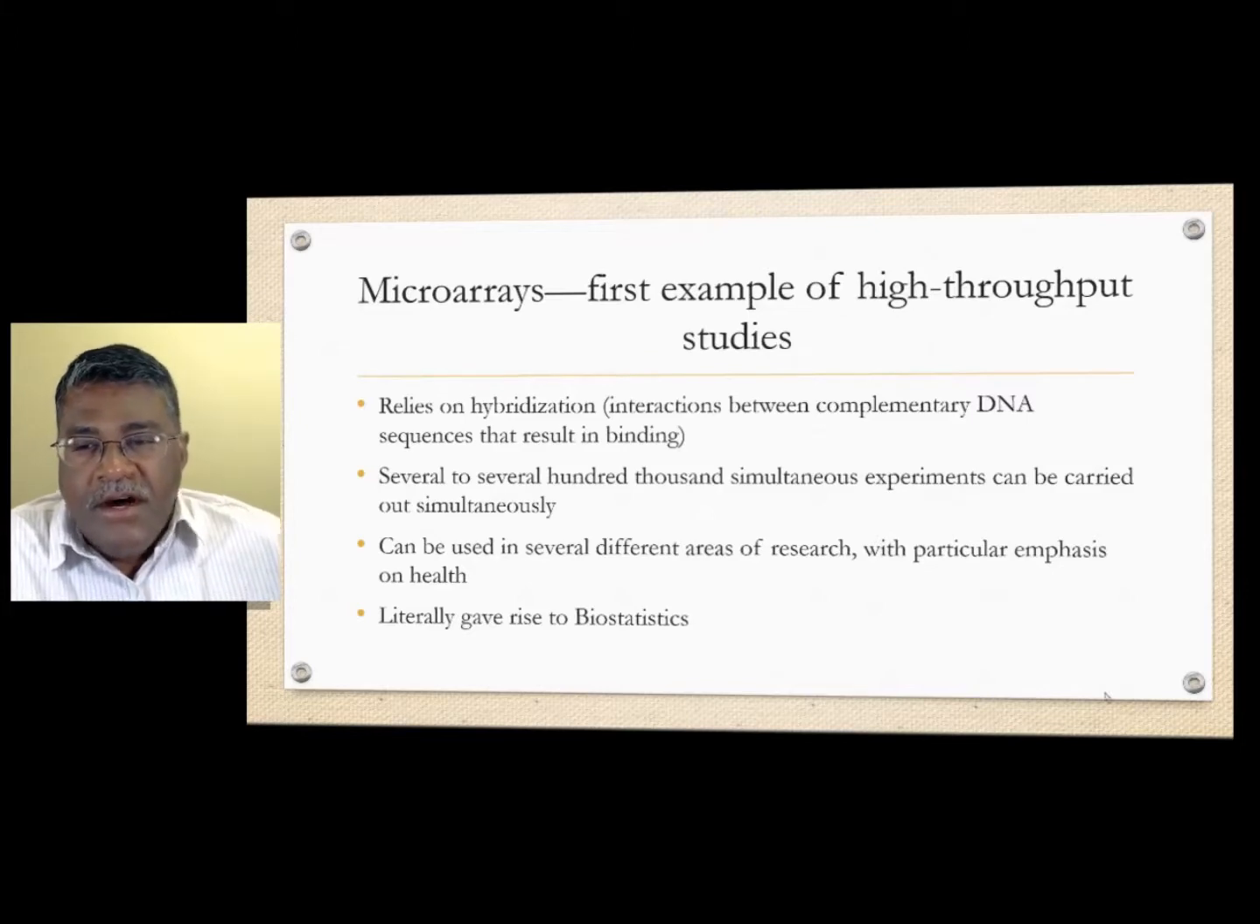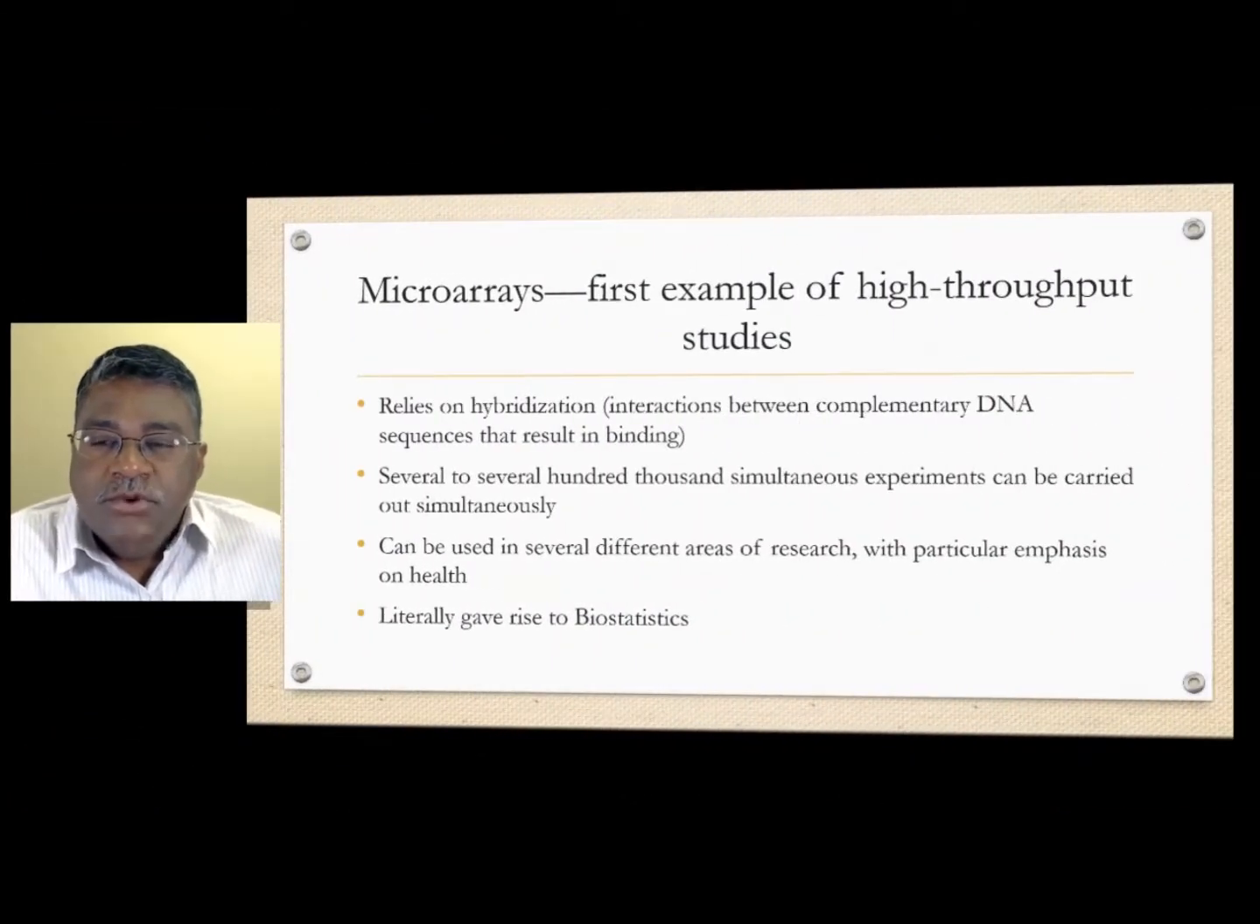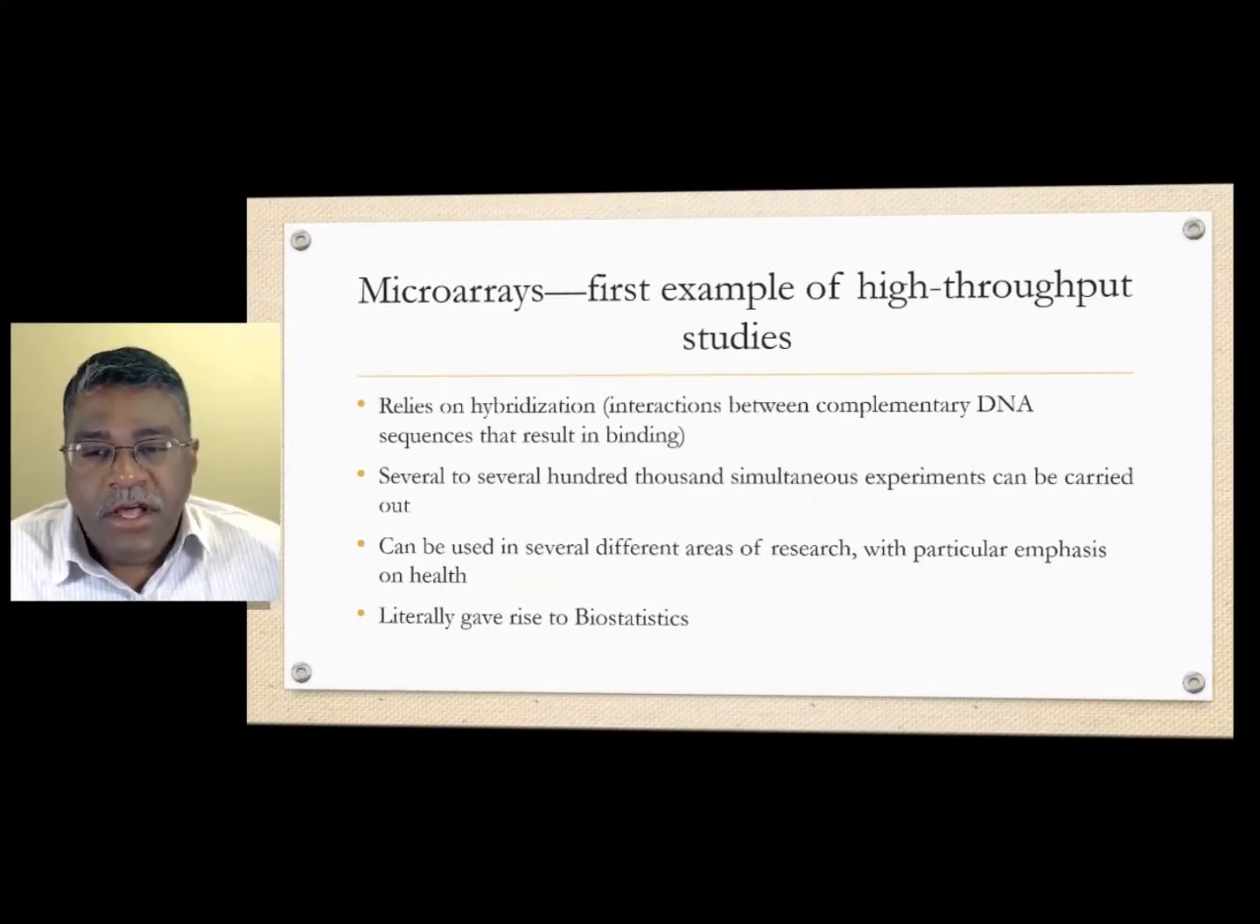So, microarray is the first example of high throughput studies, and they relied on hybridization. That is, the interaction between complementary DNA. If you put two DNA strands that are complementary, you're going to have a double stranded DNA. Again, rationalized by hydrogen bonding, and you know what that is. So microarrays relied on hybridization, interactions between complementary DNA sequences that result in binding.